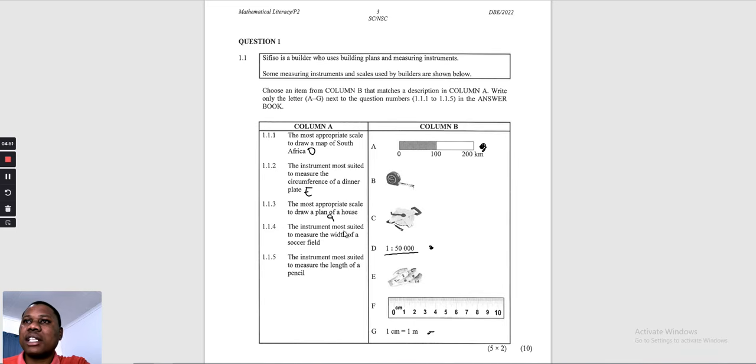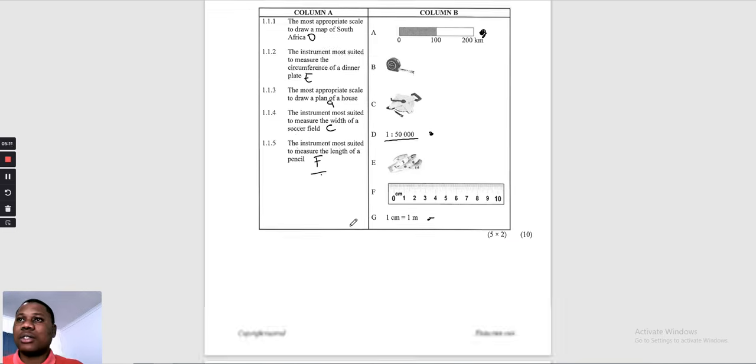The instrument most suited to measure the width of a soccer field, that will be our number C there. The instrument most suited to measure the length of a pencil, that will be number F, which is the ruler there. Now let's go to the next one.